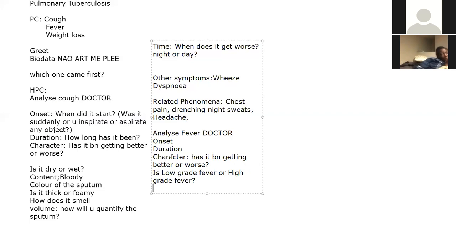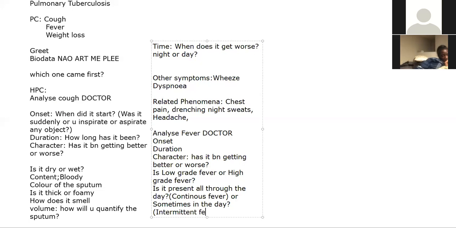Apart from low grade or high grade fever, you want to know, is it present all through the day? When I mean present all through the day, I mean continuous fever. Or maybe only sometime in the day, maybe in the morning. This is called intermittent fever. Do you understand, doctor? Yes. So you want to know about this.